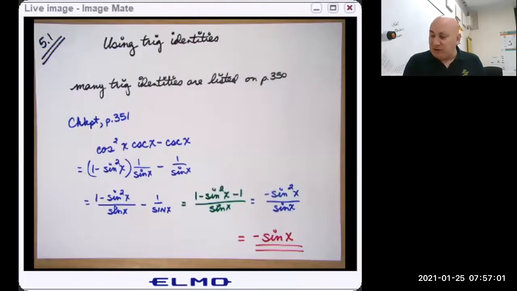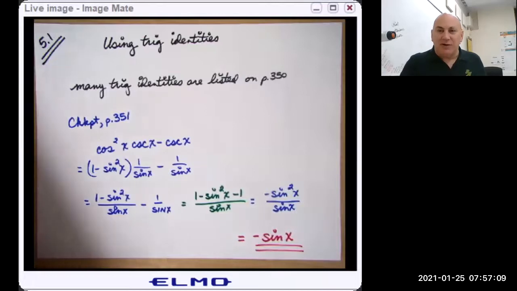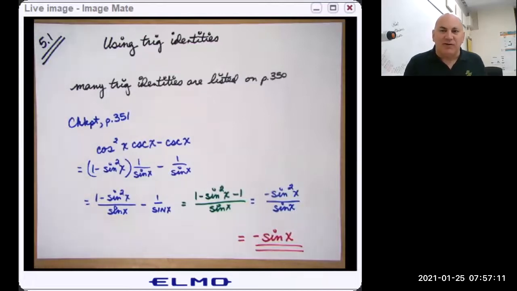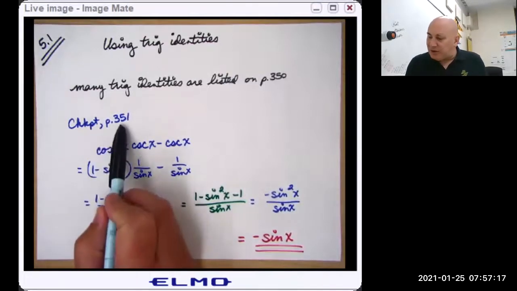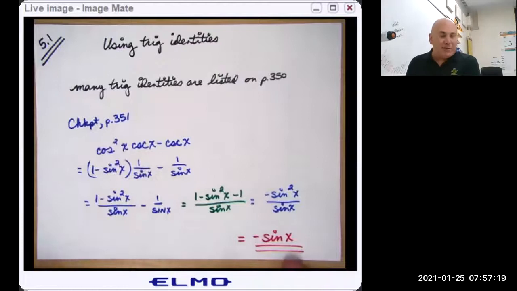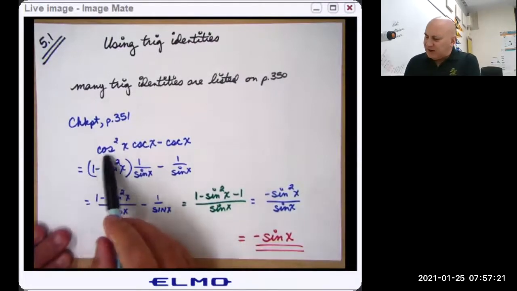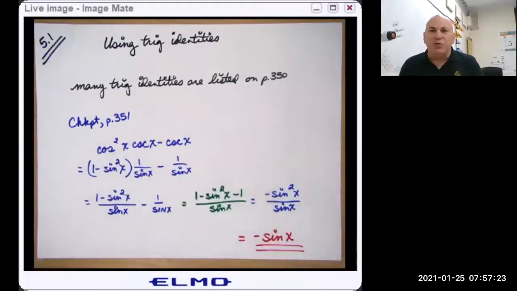Hello, pre-calculus students. Today we're going to go over using some trig identities to rewrite trigonometric expressions. We're going to take ones that look really difficult and turn them into something a little bit simpler. As in this example, in our current book on page 351, there's a checkpoint problem at the bottom, and it says, let's take this ugly thing and rewrite it.